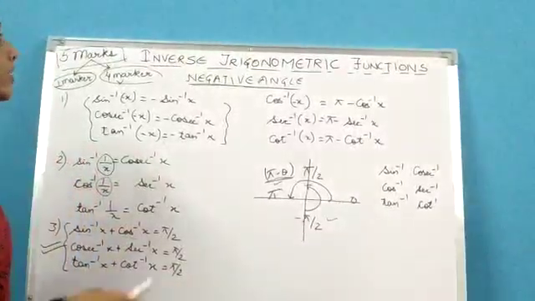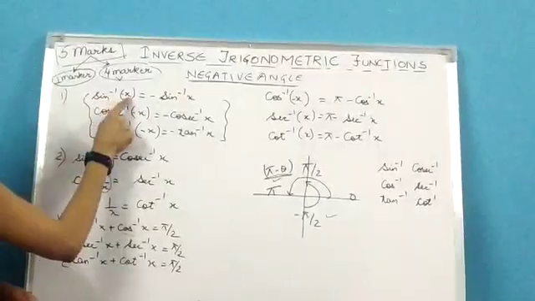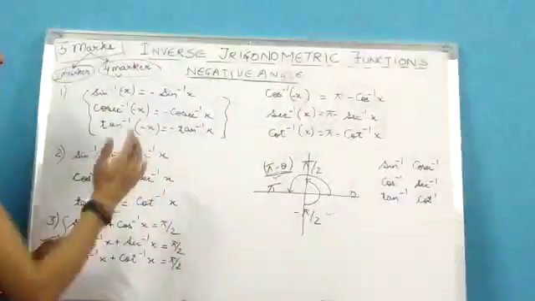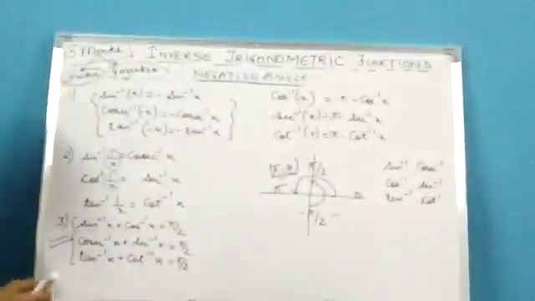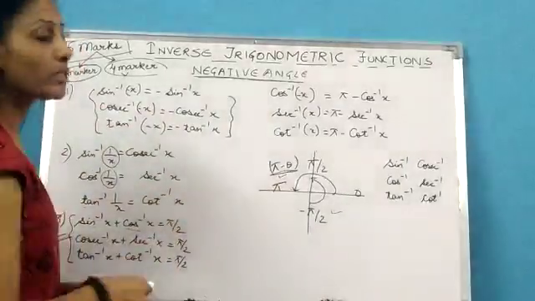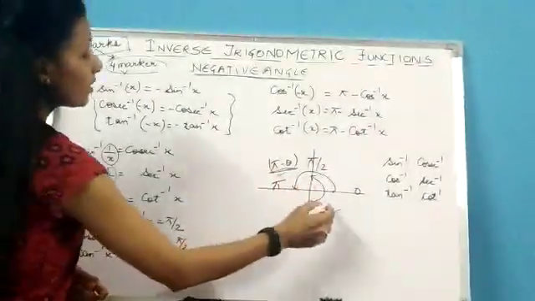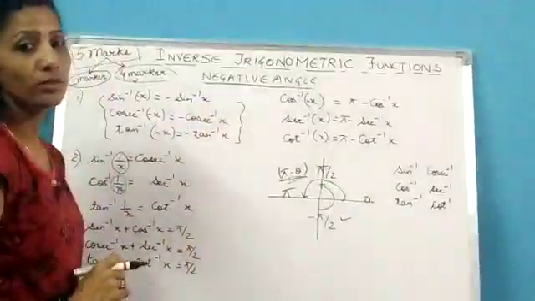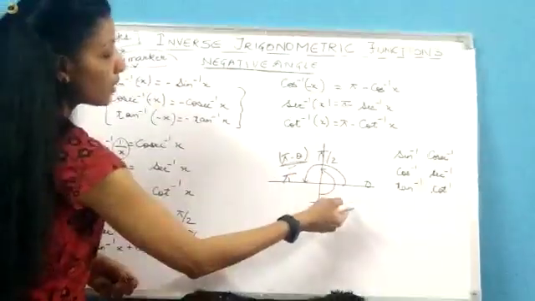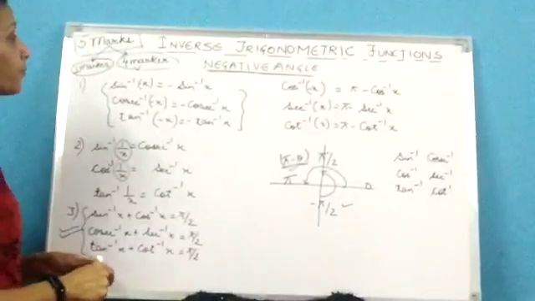Now let's discuss the negative angles. If we have a negative angle with sine, cosec, tan, cos, sec or cot, then what value do these take? Now you see we have the range of sine inverse x from minus pi by 2 to pi by 2, and here the sine inverse function is negative. So it is coming in the range and it is negative over here. That's why we have written minus sine inverse x.